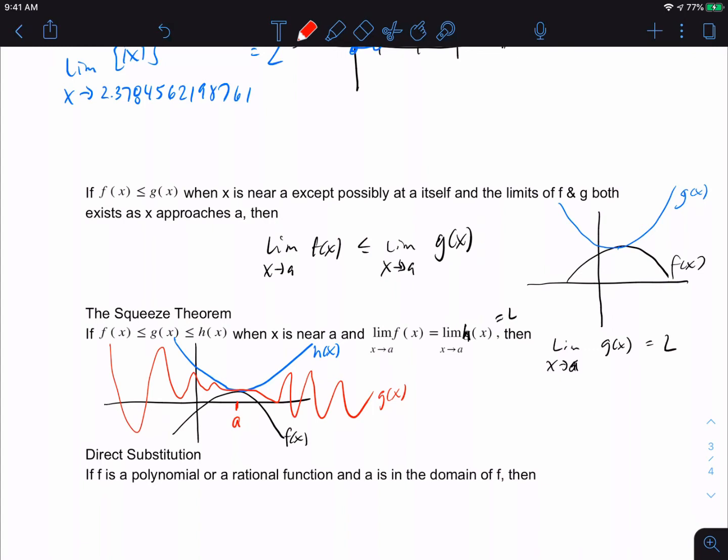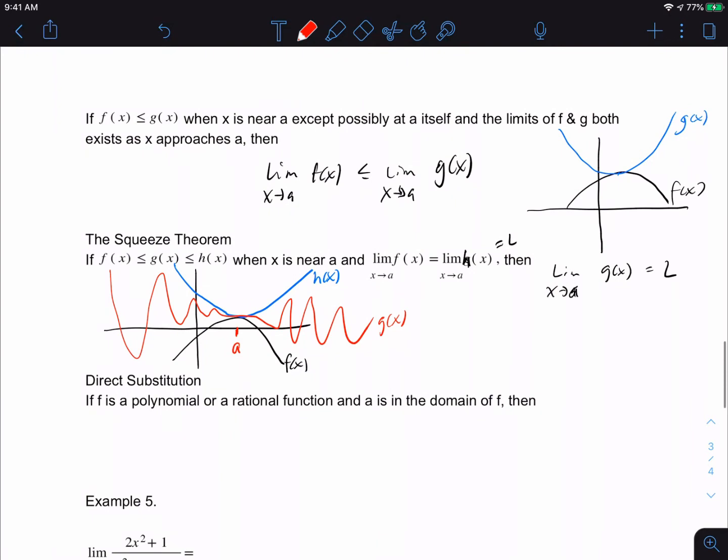Think of it like a sandwich, right? We have a sandwich. When we put the other sandwich on it, what's everything in between the two pieces of bread? They've come together to become one sandwich. That's what's happening here. Sometimes the squeeze theorem is called the sandwich theorem. Make sense? Okay. Now, the next thing I want to talk about is direct substitution.